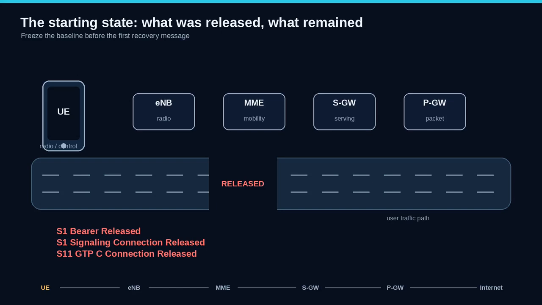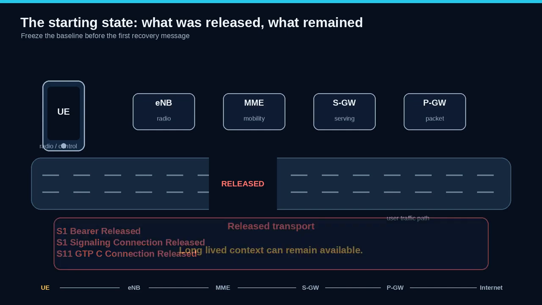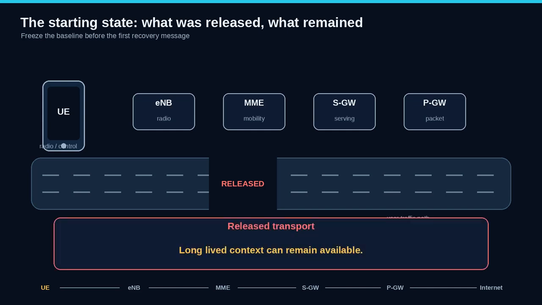Before any message is sent, freeze the starting picture. On the left is the UE, farther right are the ENB, the MME, the serving gateway, and the packet data network gateway. The source diagram makes the released condition explicit. S1 bearer released, S1 signaling connection released, and S11 GTPC connection released. These labels describe different pieces of the same pause.